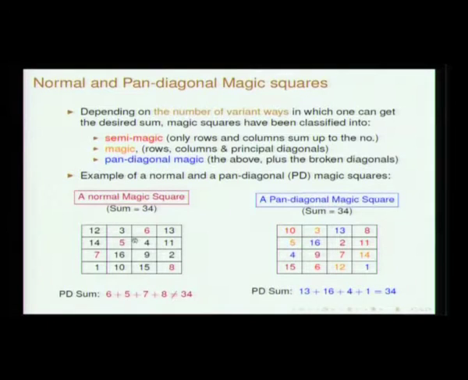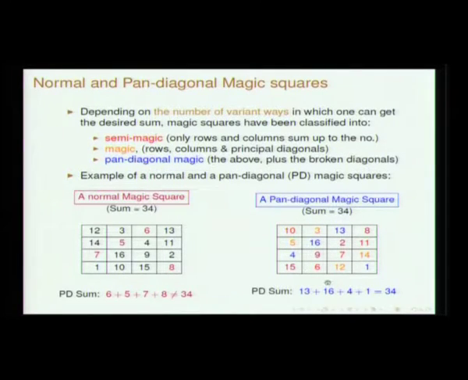the given number. So for instance, take this example. Here, 6 plus 5 plus 7 plus 8: once you come across, you have to move here, and that does not sum up to 34. So this is basically a magic square wherein all the rows, columns and the main diagonals sum up to 34, but the broken diagonals will not sum up to 34. But again, the same elements fill up this magic square.